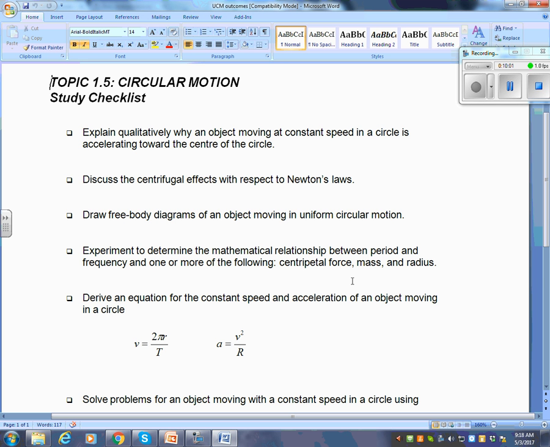We will derive an equation for the constant speed and acceleration of an object moving in a circle. Those are the two equations right there, and that will come from the experiment we do. You're going to get a general sort of relationship idea. And then I'll take you down a wonderful algebraic road where we derive formulas.